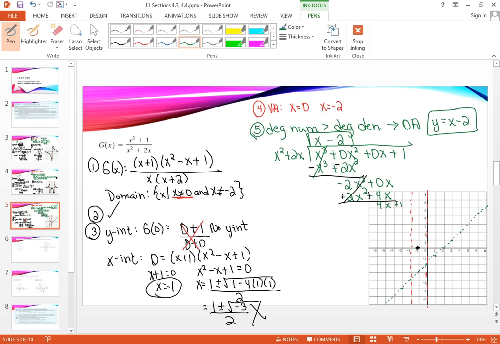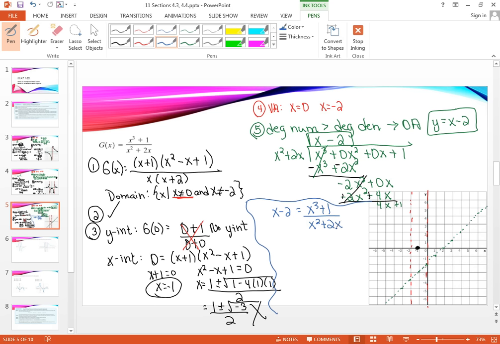It is possible to cross an oblique asymptote. So you have to stop and check it, okay? You have to see what happens, just like when we did with the horizontal asymptote. You have to take and set the original function equal to the x minus 2. This is getting really cramped in here. Okay, so x minus 2 equals x to the third plus 1 over x squared plus 2x.